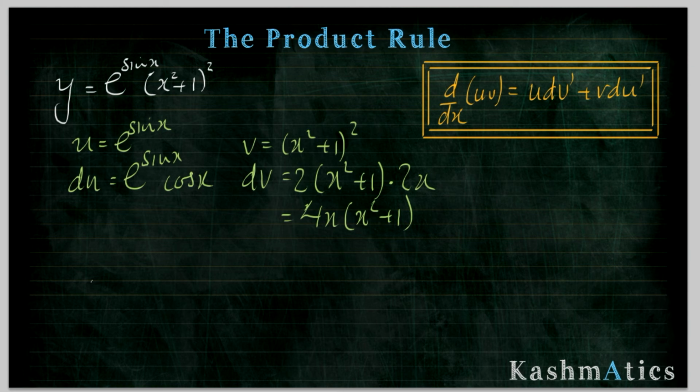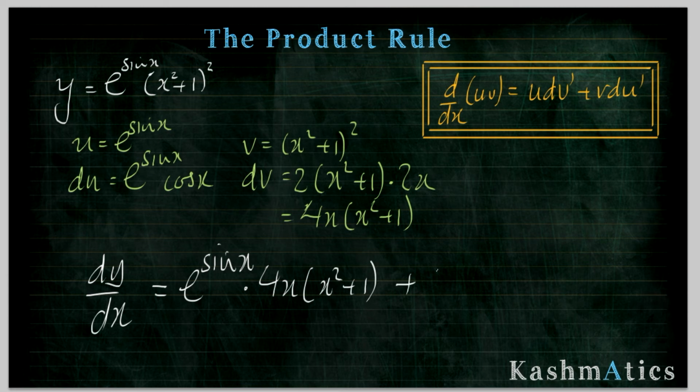Right, now let's just put it all together. So dy by dx would equal u dv, so e to the sine x multiplied by all of this. So e to the sine x multiplied by 4x times x squared plus 1, add v du, so v multiplied by du, which would be x squared plus 1 squared multiplied by e to the sine x cos x. And again, I would most definitely tidy this up. So let's see what we can do here.